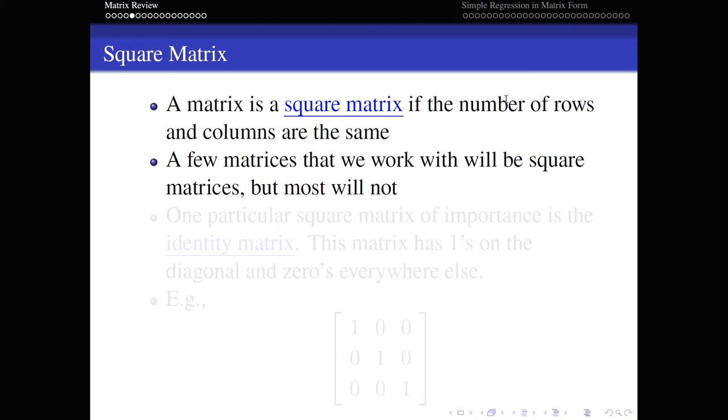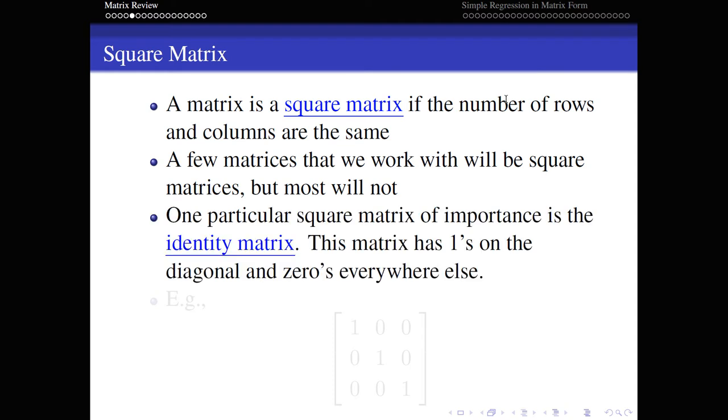Now, most matrices do not at all have to be square, but we will deal with a couple of matrices that are square. One particular square matrix of importance is something called the identity matrix. The identity matrix has ones on what we call the diagonal. If you just trace a diagonal from the top left to the bottom right, that's your diagonal.